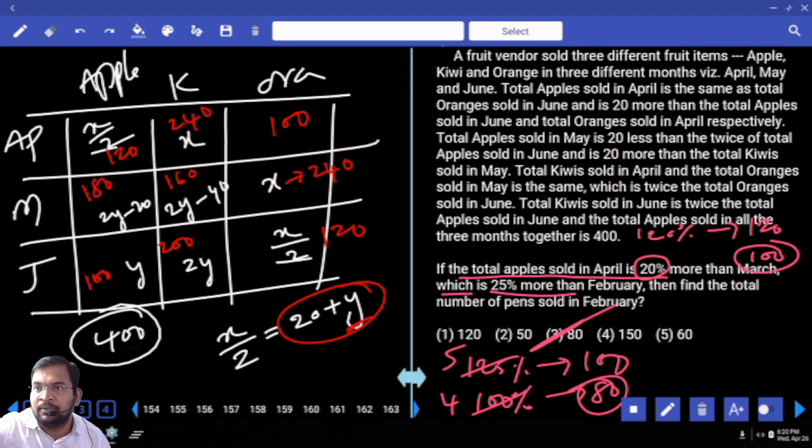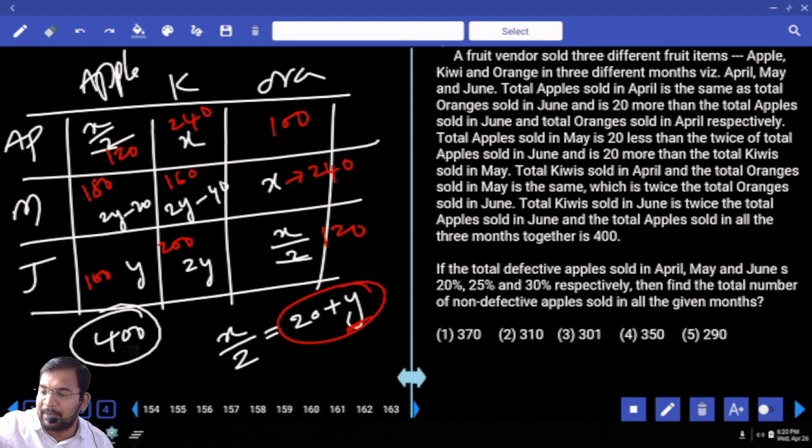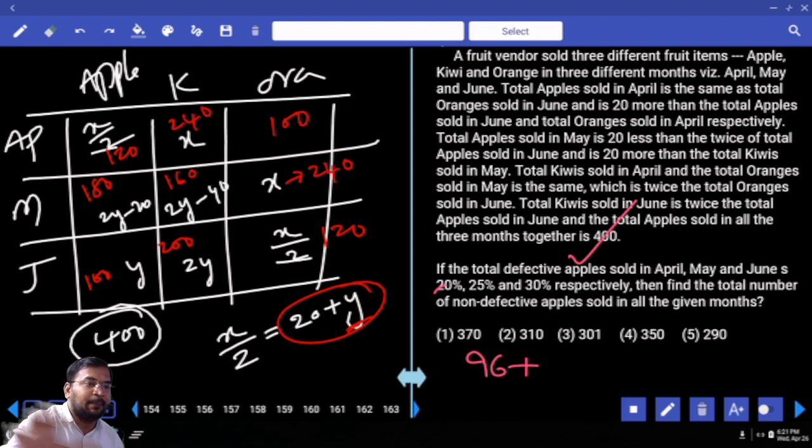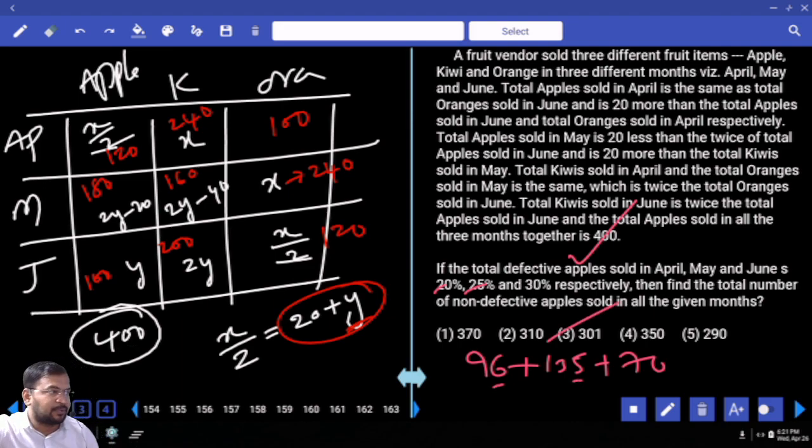Shall I go for the next question? If the total defective apples sold in April, May, June are 20, 25, 30 percent respectively, then find the total number of non-defective apples sold in all the given months. They're talking about apples. So 20% defective is nothing but 80% correct. 80% of 120 is 96. Next 25% defect, 1 by 4th defect, 45 defect, remaining is 135. Next 30%, remaining is 140. Total is 6 to 5, 11, and end with only one option. Are you ready?